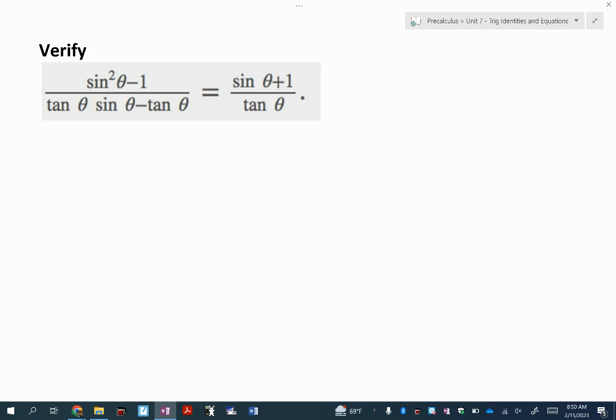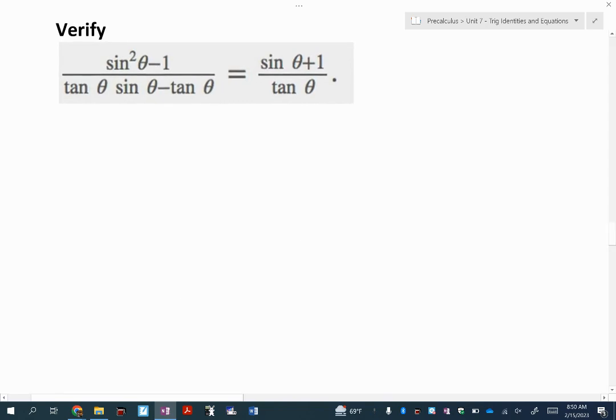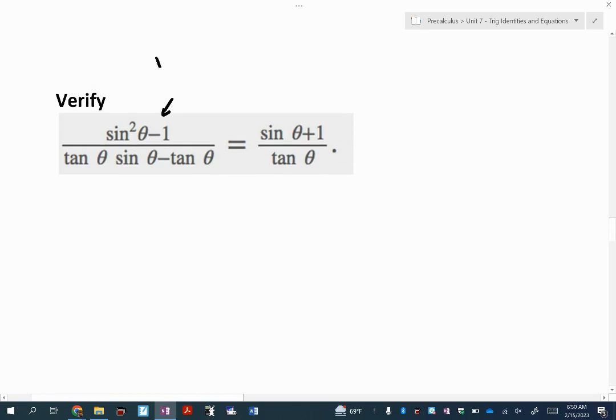You've got a sine squared on top, and you've got not just tangent of theta in the bottom, you've got tangent of theta times sine of theta minus tangent of theta. So I actually am going to choose the left side to look like the right side. Now, the first thing I notice in the top, right, is that this is the difference of two squares, right? The sine squared theta, I know it's kind of weird to say it, right? You can think of it as like x squared minus 1. And you guys hopefully know how to factor that from last semester or even algebra 2, right? So that's how that factors.